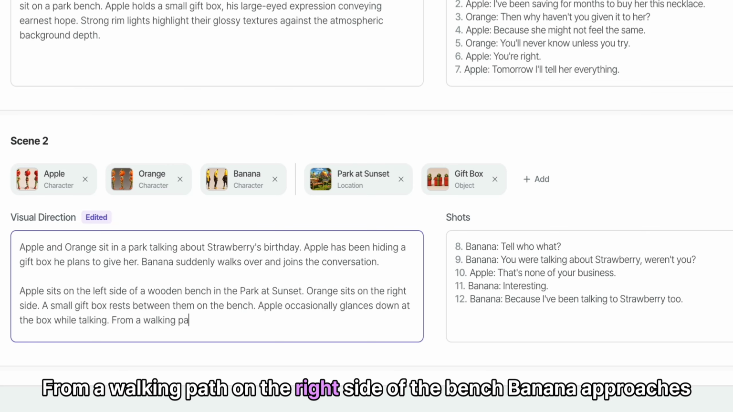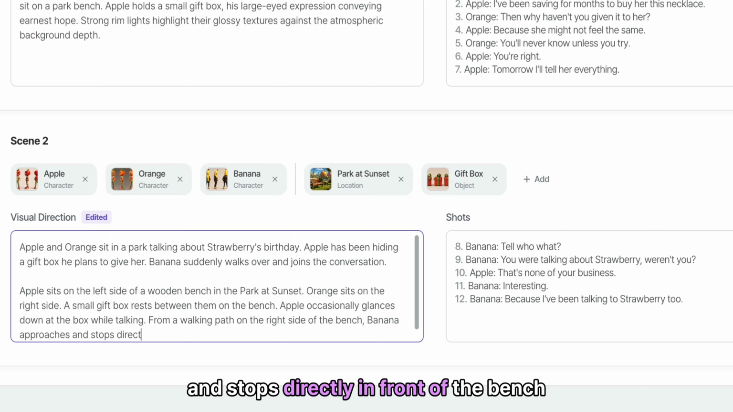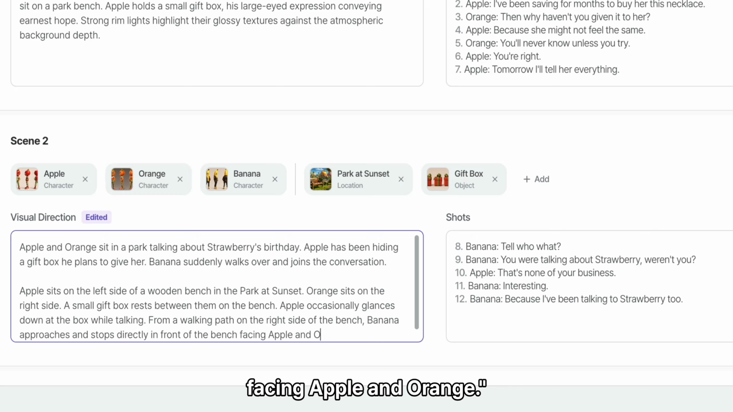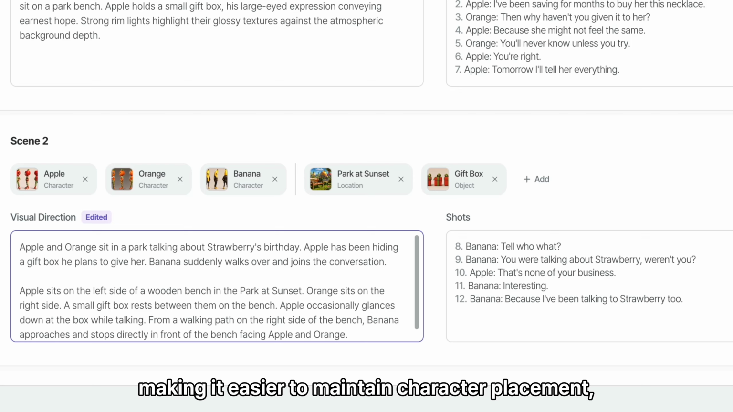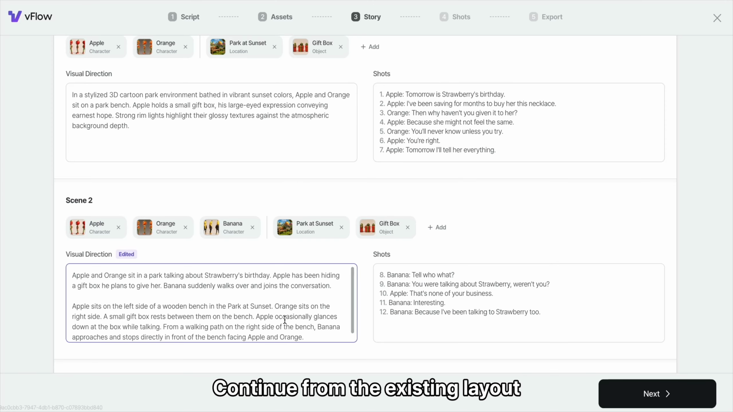From a walking path on the right side of the bench, Banana approaches and stops directly in front of the bench facing Apple and Orange. This gives vFlow a clear scene layout, making it easier to maintain character placement, object locations, and shot consistency. When scenes happen in the same location, avoid resetting the scene. Continue from the existing layout and only describe what changes.